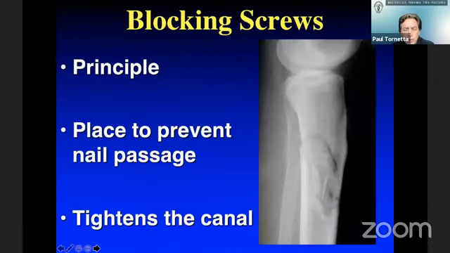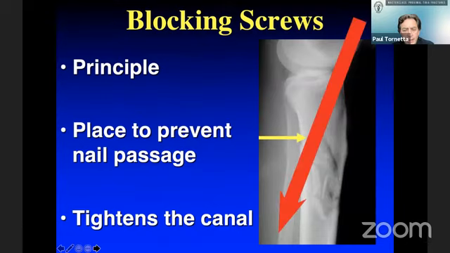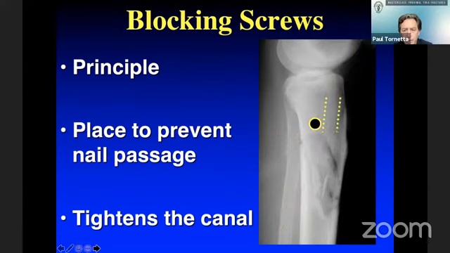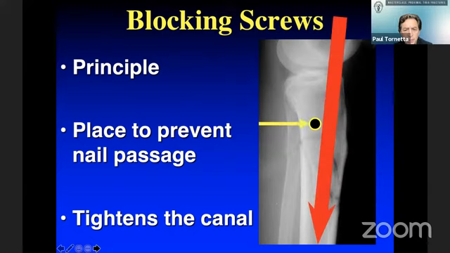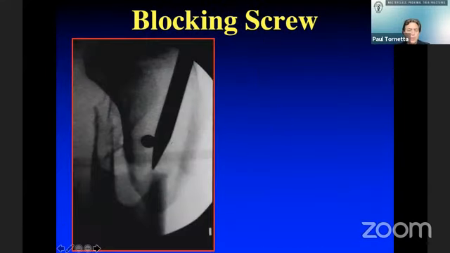Now, blocking screws. The idea of a blocking screw is that when you put a nail in, it's going to ride against the posterior cortex. Just like it rides against the lateral cortex, it rides against the posterior cortex. So if you put a nail in, it's going to do this, and it's going to shift your canal, and you're going to end up with a flexion deformity, which is terrible. So if you put a blocking screw here, that tightens up the canal, which means your nail can go only here, which is going to give you proper alignment. So that's the idea of a blocking screw. It's a posterior substitute cortex.